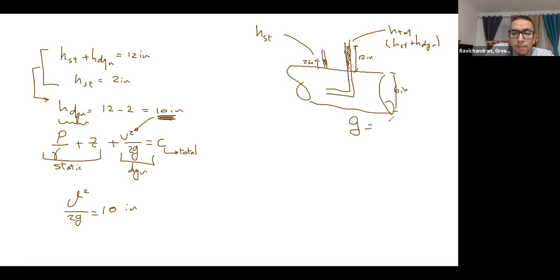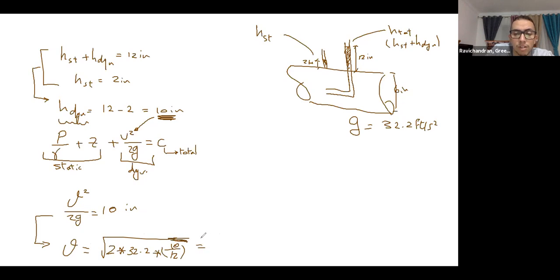G should be taken as 32.2 feet per second square. From this equation, you can get the velocity. Velocity is equal root 2 multiply 32.2 multiply 10 over 12, to change it from inch to feet.